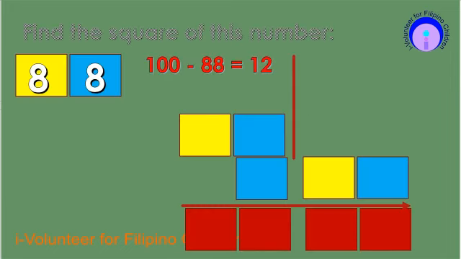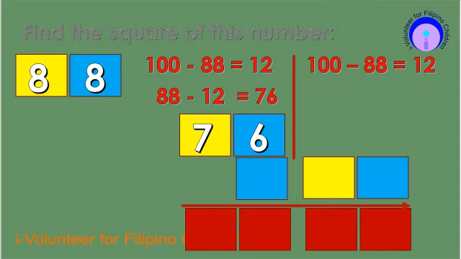88 is close to base 100 by 12 units. Next step is to subtract 12 from 88. The difference is 76. Let us write 76 temporarily. Since the deficiency is already known, we will square 12. 12 times 12 is equal to 144, and we will write under the hundreds place.